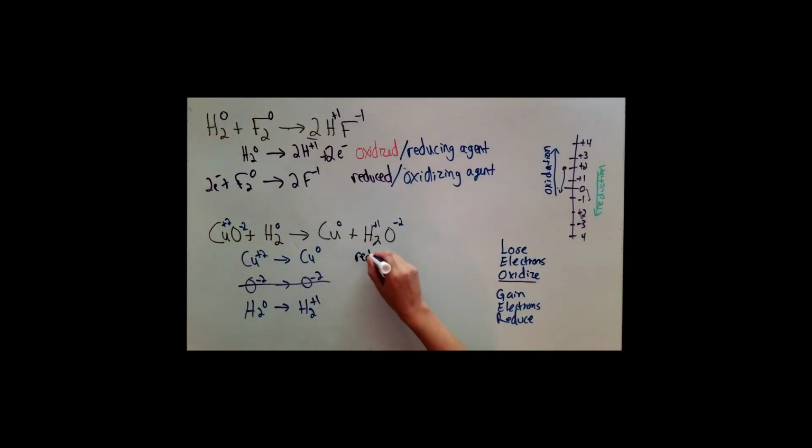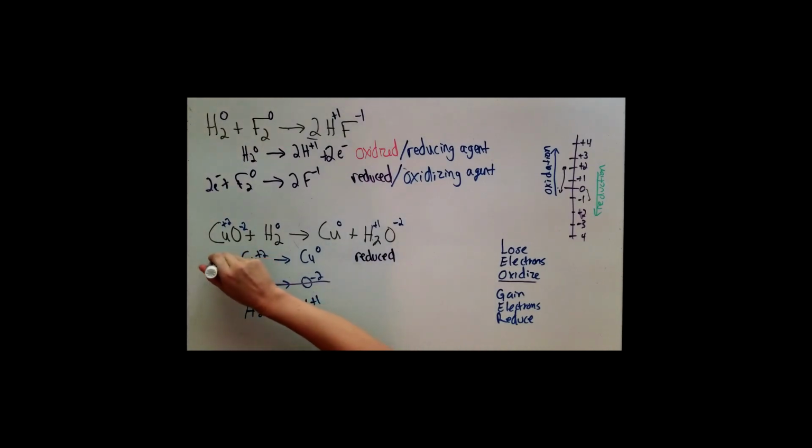So if you're going down the number line, it is reduced. It is reduced because it is gaining electrons. Gain electrons, reduced. Because in order to go from a +2 to a 0, it needs to gain negatively charged electrons. How many electrons? To go from a +2 to a 0, you need a -2. So if you need a -2, that means you're adding 2 negatively charged electrons to get there.